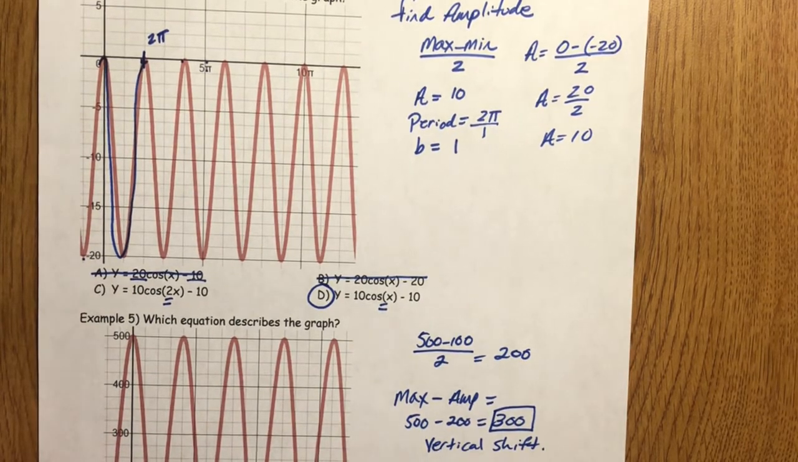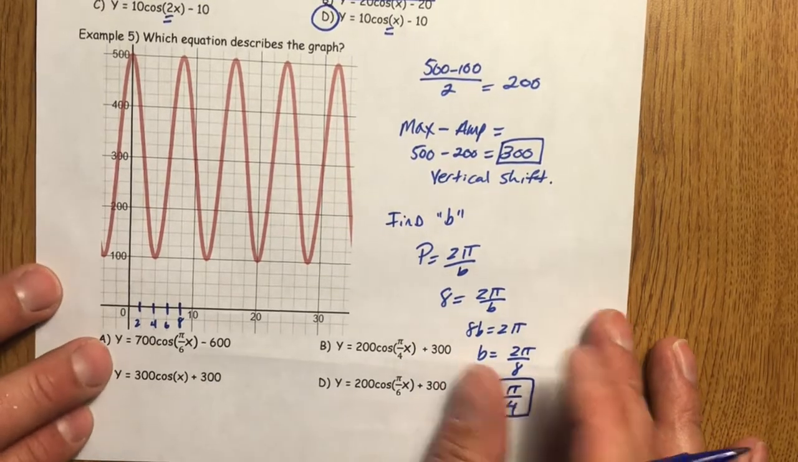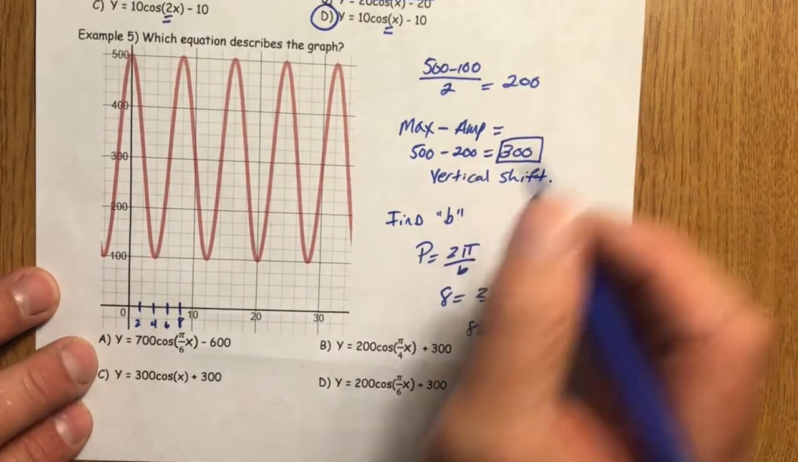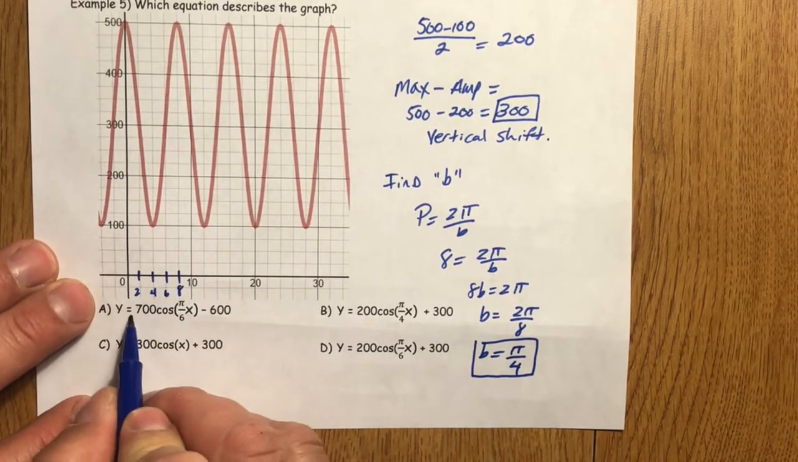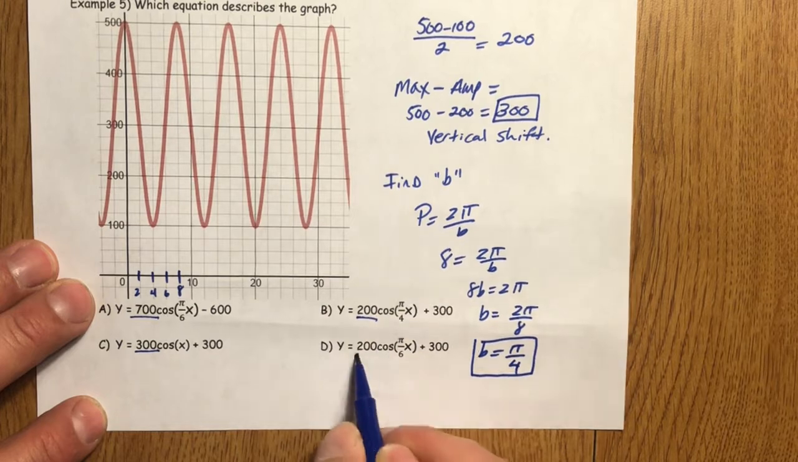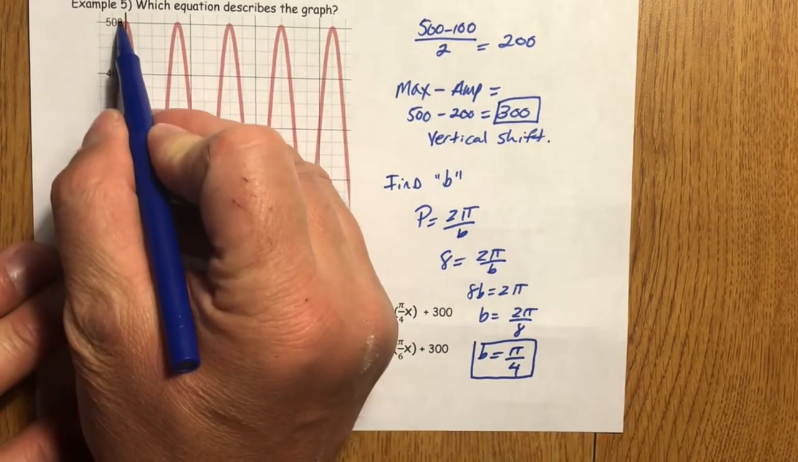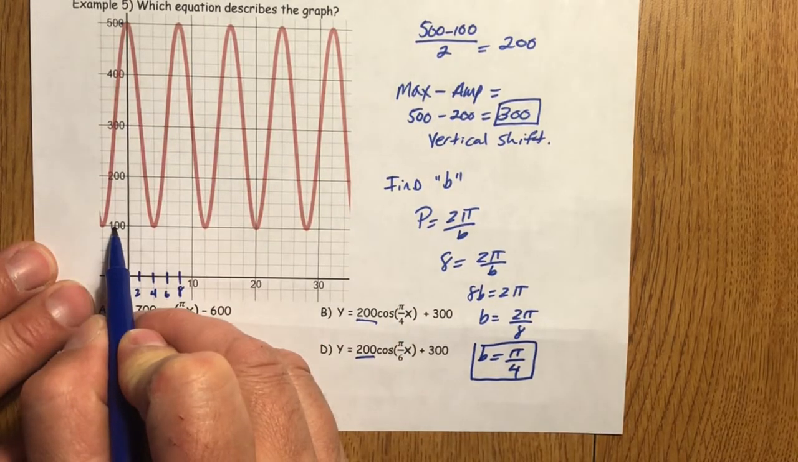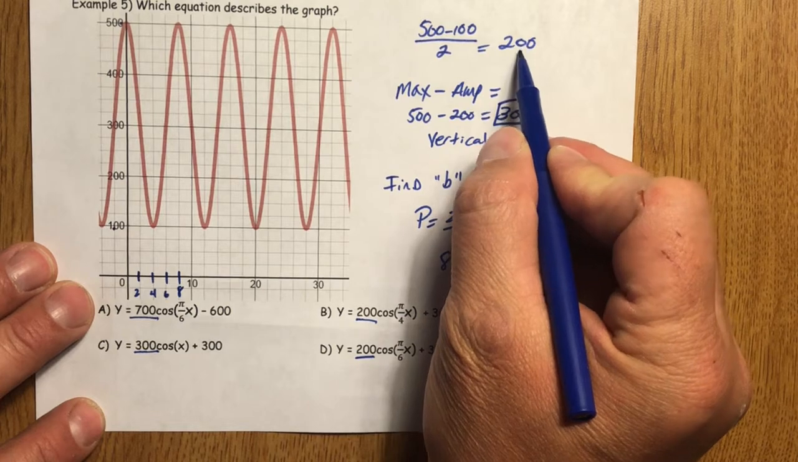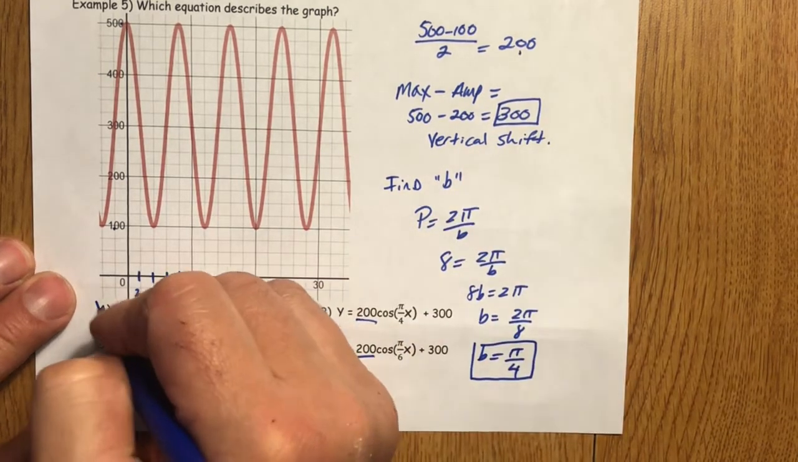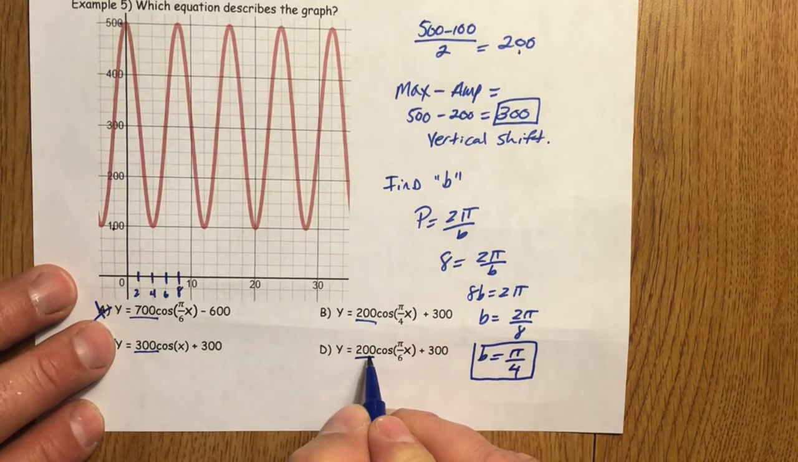Okay? All right, and example 5 is pretty much the same. So let's look down here. Look at your choices here. We have 700 for an amplitude, 300, 200, and 200. So the amplitude is 500 minus 100, divide that by 2, and that's going to be 200. All right, so I can get rid of A and C. So I know that my amplitude is 200.